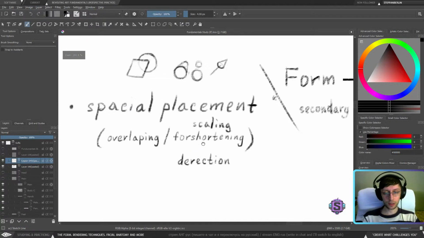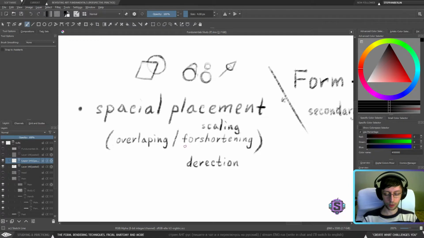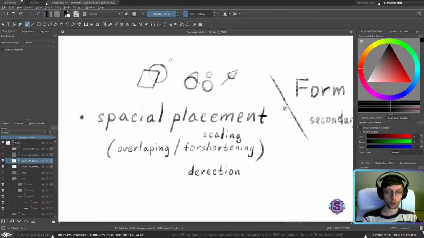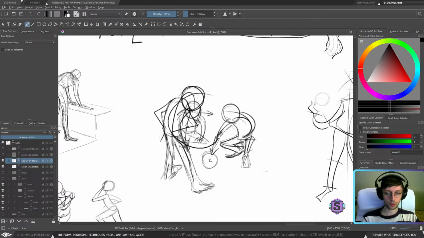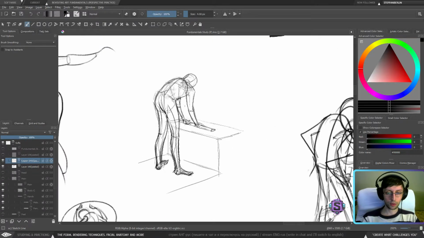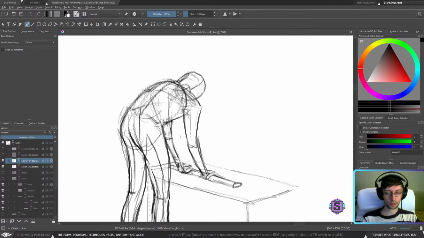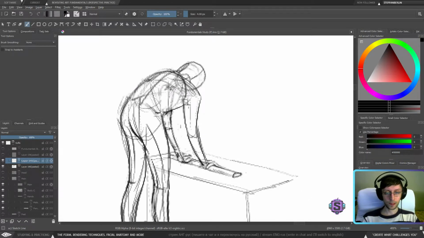So again, spatial placement, we're going to work with overlapping, which is when one subject overlaps the other. Again, we used it right here when one character overlaps the character behind it. Right here we used overlapping to set this hand somewhere right here. It already creates an illusion. It's actually a rather wrong placement, but still. We're picturing that this arm goes there, and the fact that we create this overlapping supports it.